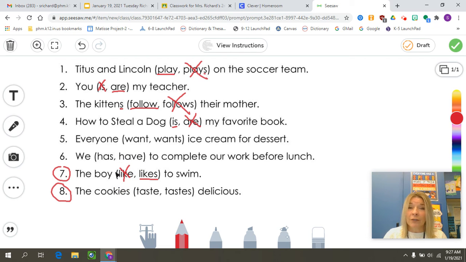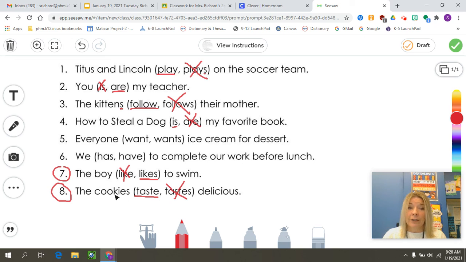I'm reading so carefully. I don't want to make a mistake. I'm looking for those S's. Let's try this last one together. The cookies, so that's more than one. I hear an S on the end of this noun, on the end of this subject. The cookies taste delicious, or the cookies tastes delicious. See that S on that verb? So when I read that, the cookies taste delicious, not tastes.